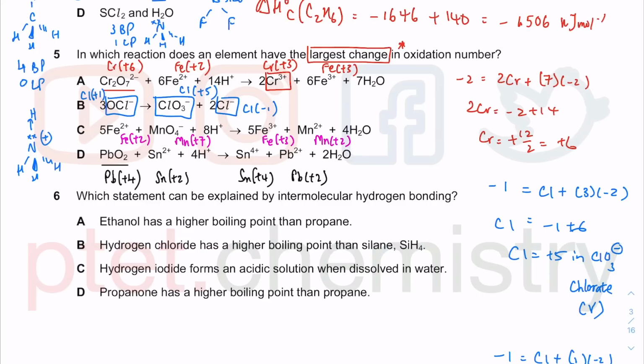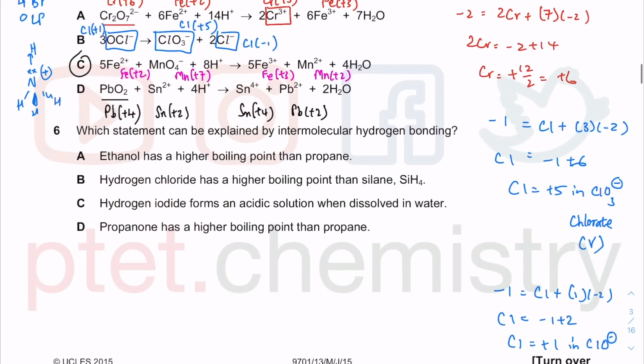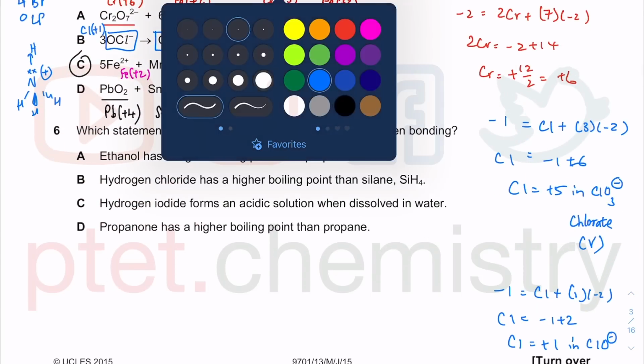In terms of the element, in terms of the biggest change in oxidation number, plus 7 going to plus 2 is minus 5. Here, plus 4 to plus 2 and plus 2 to plus 4 is just a change of 2. This is a change of 5. This is a change of 4. This is a change of 3. So the largest change in oxidation number has to be the plus 7 going to plus 2. There's a change of minus 5 there, a decrease of 5.